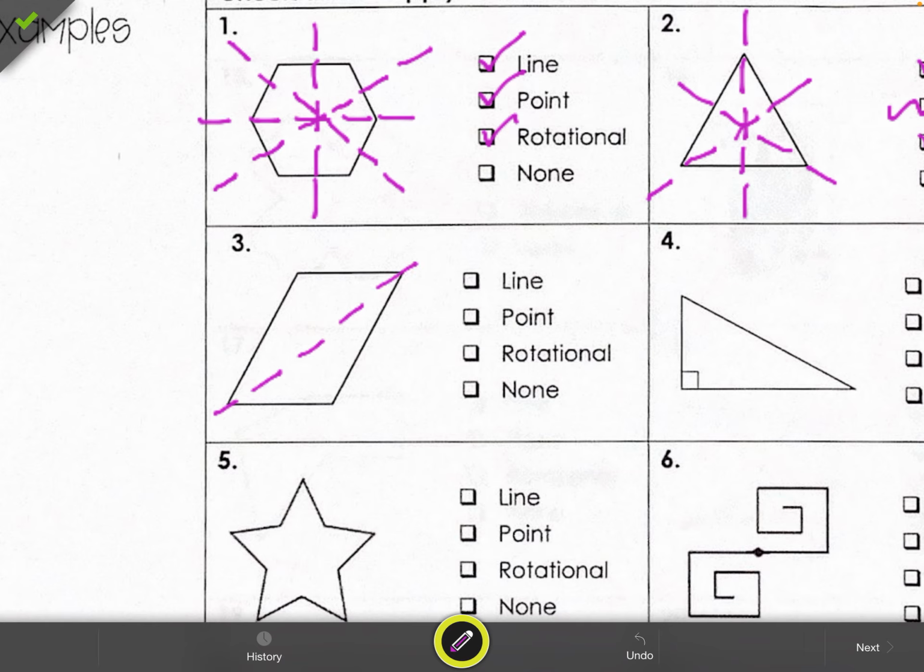Okay, again, if you're not a visual person, then you might want to actually sketch this and fold it. But that one also does not work. So this does not have line symmetry. Looks like it would, but it does not.